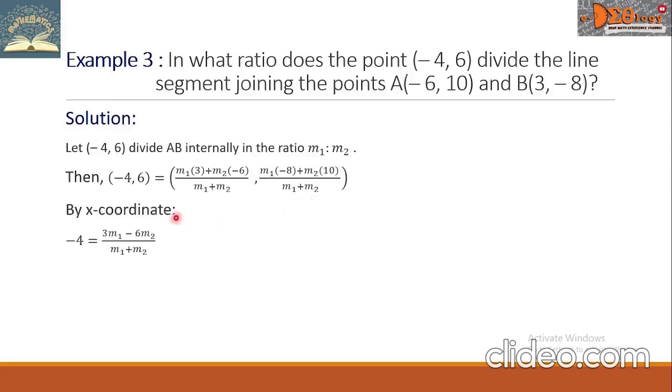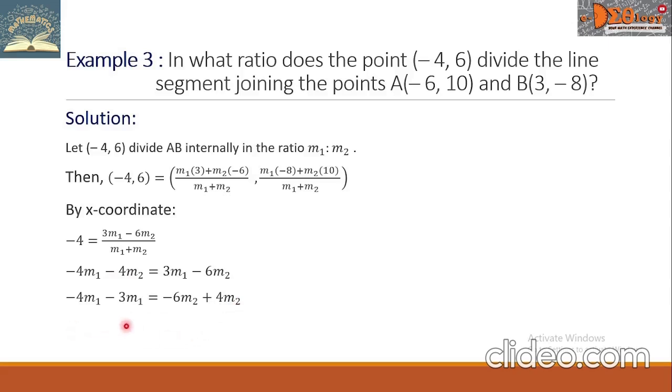Now let us consider the x coordinate. We take the negative 4, also this fraction we copy here. Then we cross multiply this denominator to the left side value. So the left side becomes negative 4 times m sub 1 minus 4 times m sub 2 equals the numerator of this fraction. Let us simplify this equation by putting all like terms in one side. It means this 3 m sub 1 we transpose to the left. This negative 4 m sub 2 we transpose to the right. And it becomes like this.